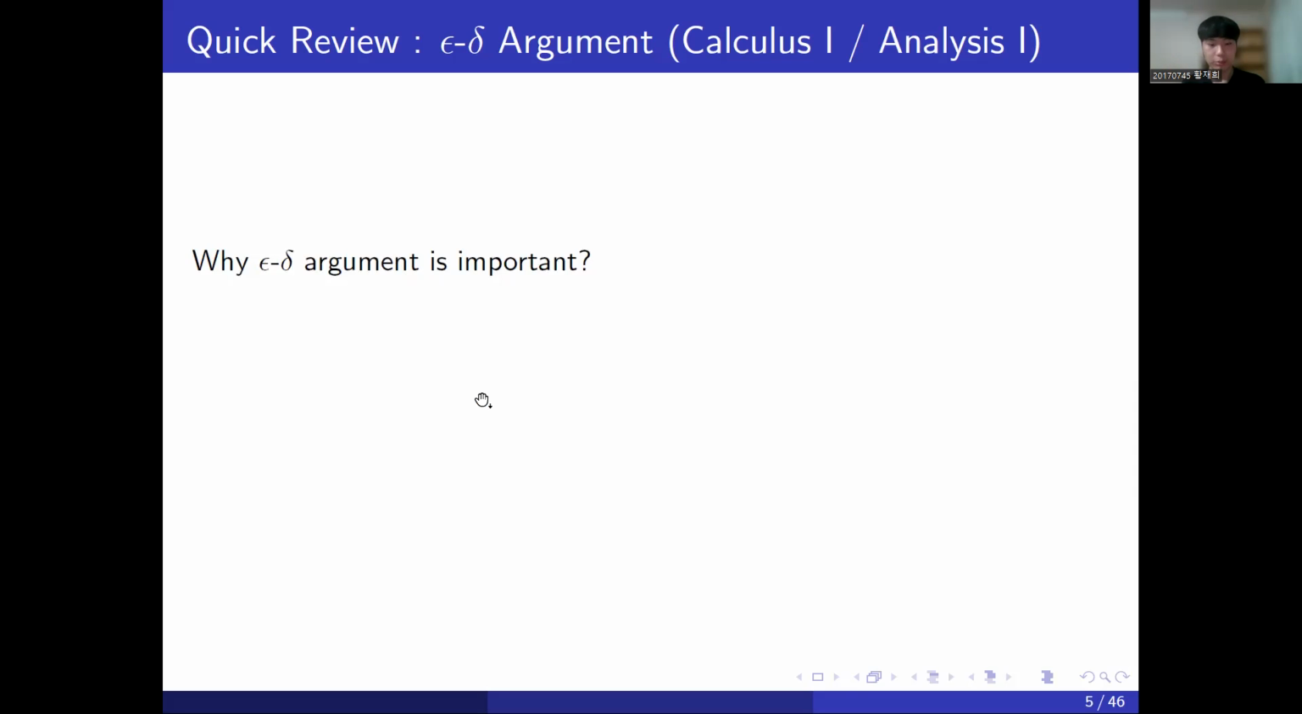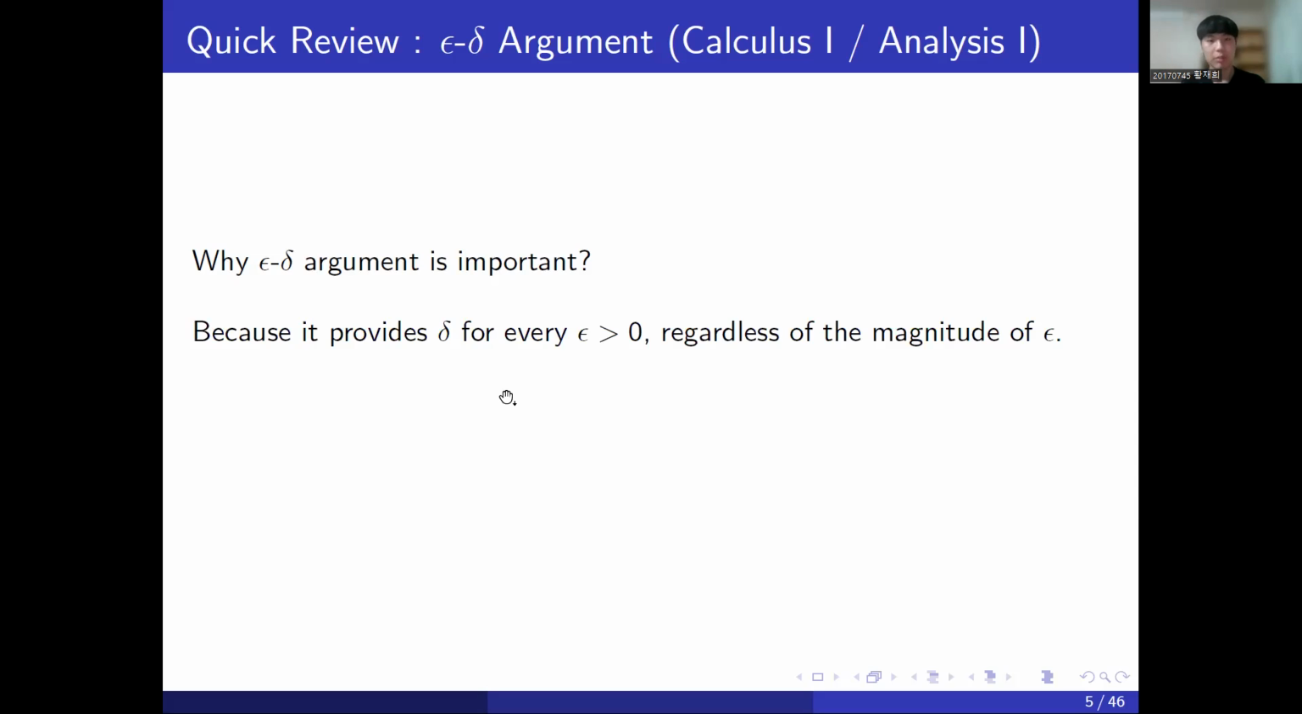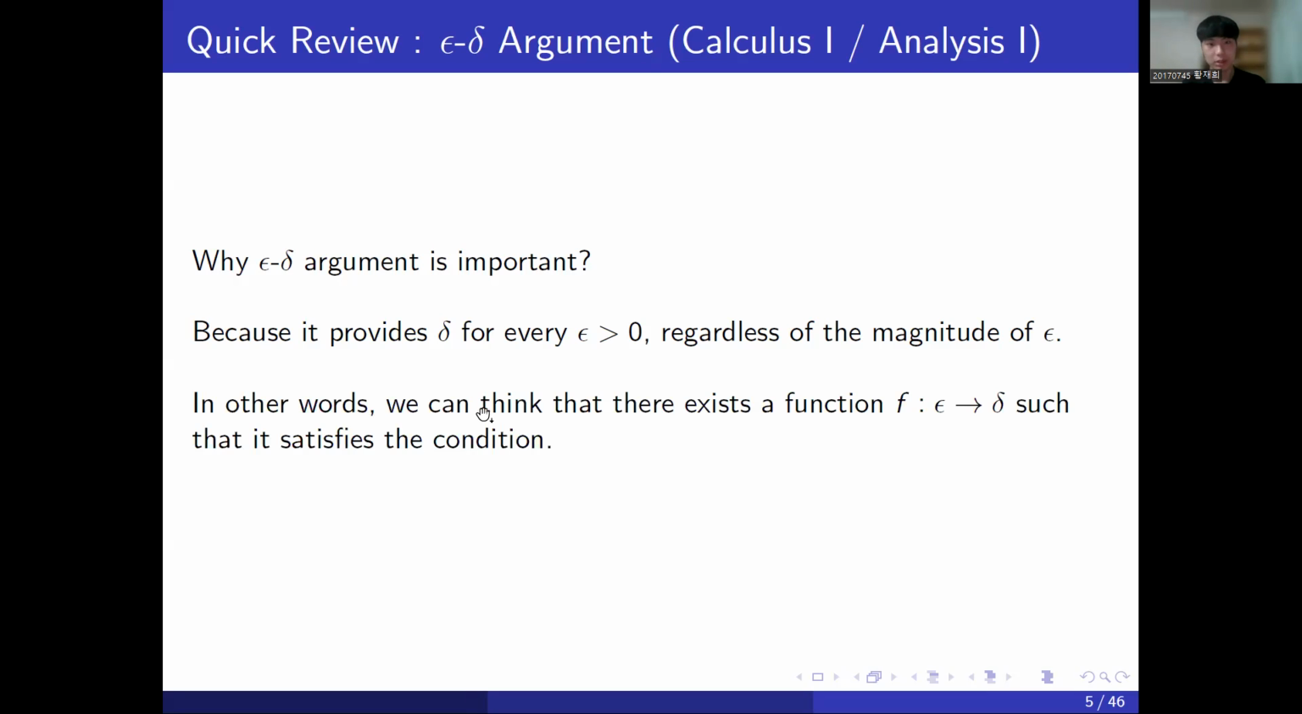So why is the epsilon-delta argument important? Because it provides delta for every positive epsilon, regardless of the magnitude of epsilon. We can set epsilon as very big, like 100, or very small, like 10 to the minus 100, or whatever. Regardless of the magnitude of epsilon, we get some positive delta from epsilon. In other words, we can think that there exists a function f from epsilon to delta such that it satisfies the condition. Some of you may wonder why this definition is important for learning PAC learnability.